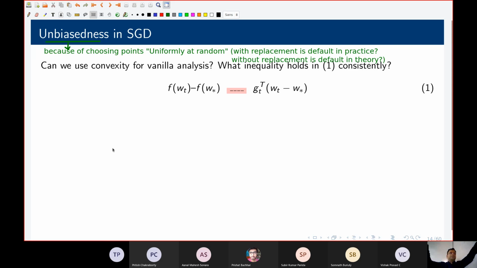So let's do that. Okay, we have taken your point uniformly at random. So can we use convexity for vanilla analysis? What inequality holds in this expression consistently? Any suggestions? Okay, so left hand side is, look at this, WT minus W star.